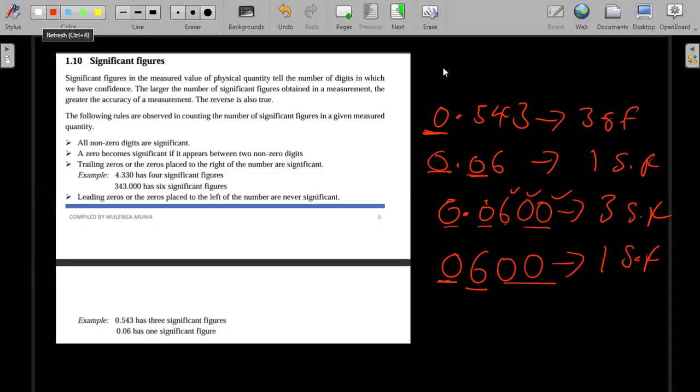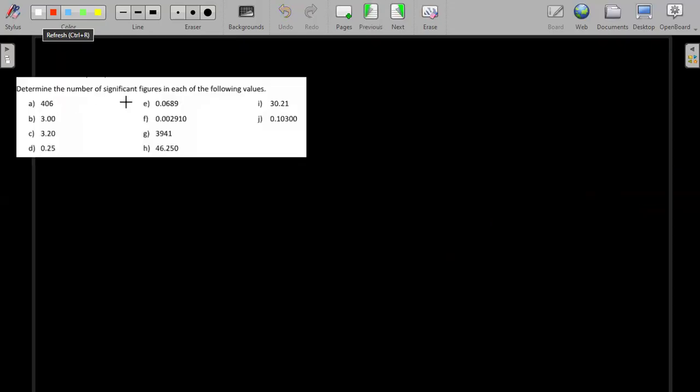So that's what you have in terms of the rules for significant figures. I hope people are clear. If everything is okay, let's try to solve these questions together. I want people to be participating so that I'm able to tell if people are getting what I'm saying here.